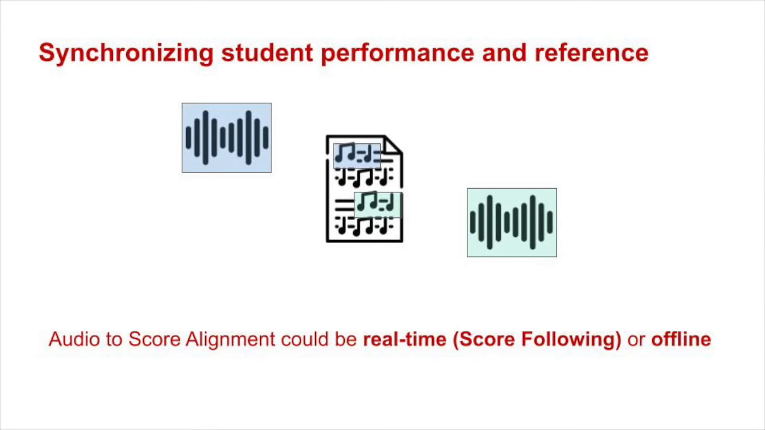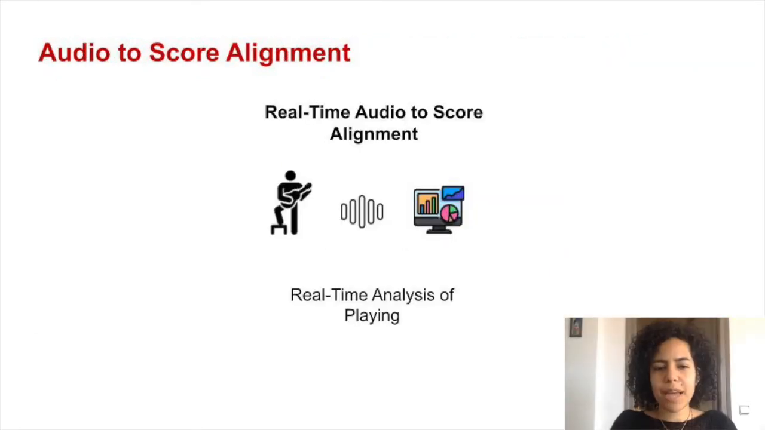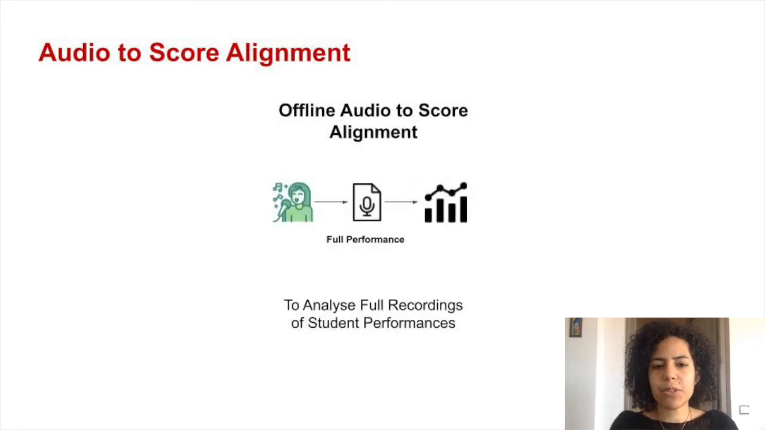Since we're assuming that Carla always has a music score for what she's practicing, this problem of synchronization is called audio to score alignment. Audio to score alignment has two variants. It can be conducted in a real-time fashion, where you are synchronizing the audio as it is being received, or it can be conducted in an offline fashion, where you assume that you have the full audio file from start to finish, and then you will be synchronizing it with the reference or the music score.